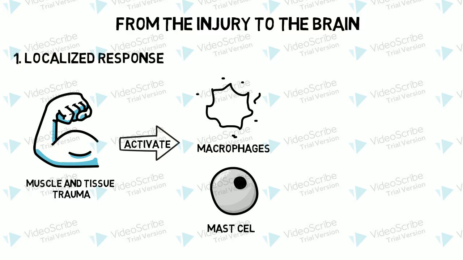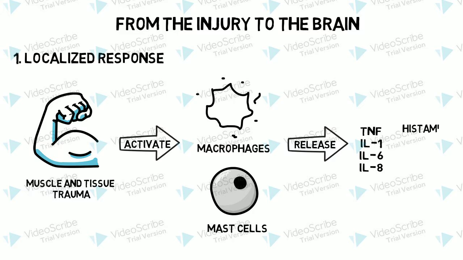And once activated, they release a host of inflammatory and immune mediators, including tumor necrosis factor, interleukins, histamine, bradykinin, adenosine, and neurotrophic growth factor, which cause the blood vessels to dilate and causes swelling and redness at the site of the injury, and then also activate other cells to kind of continue this process.